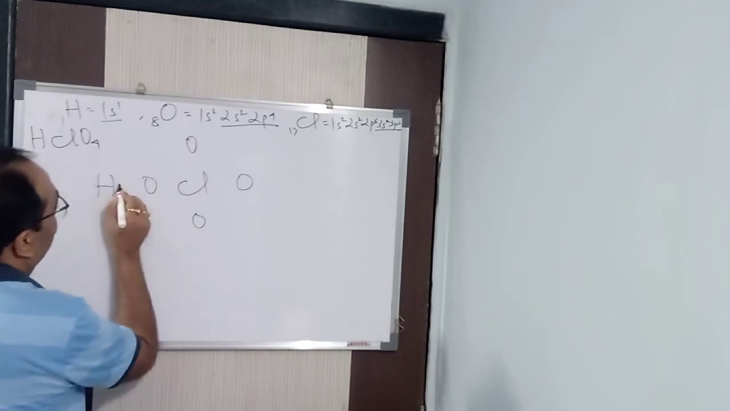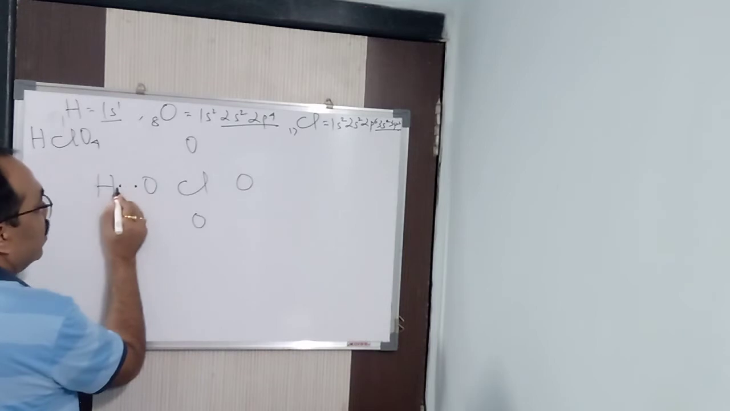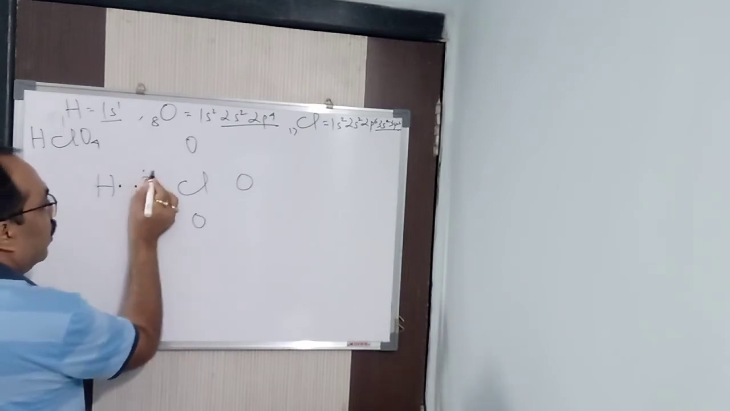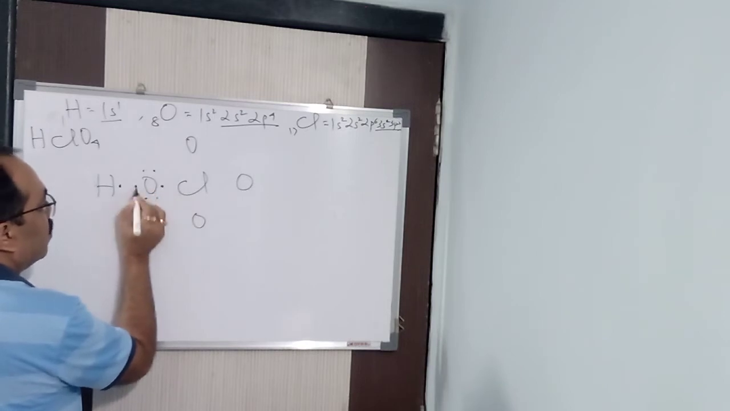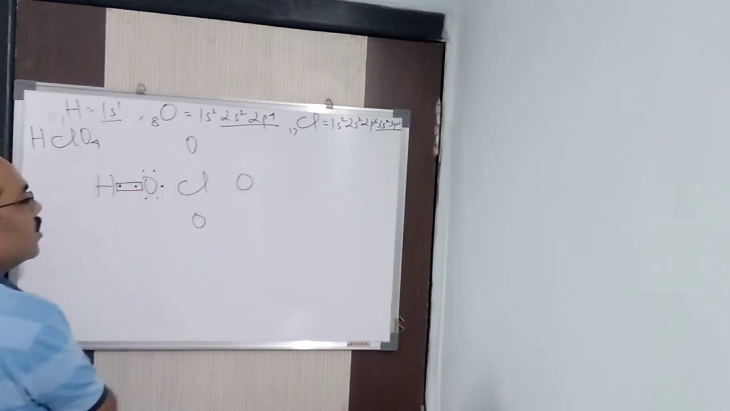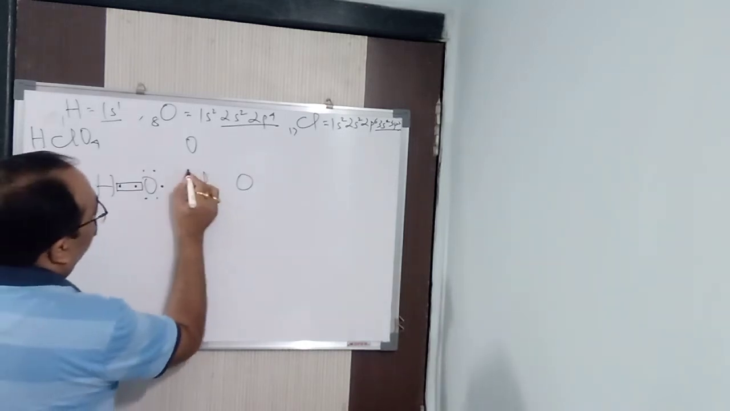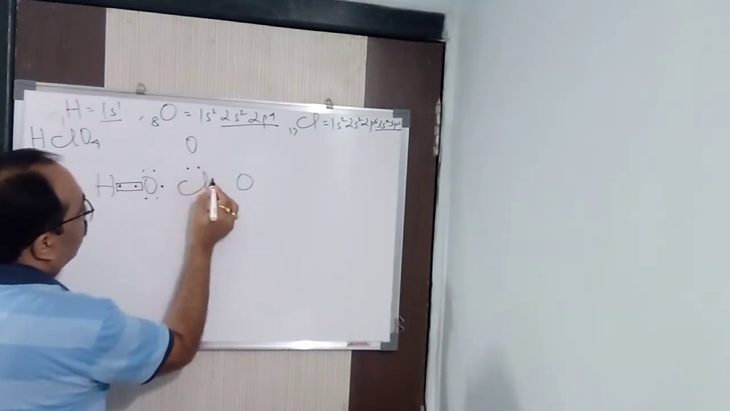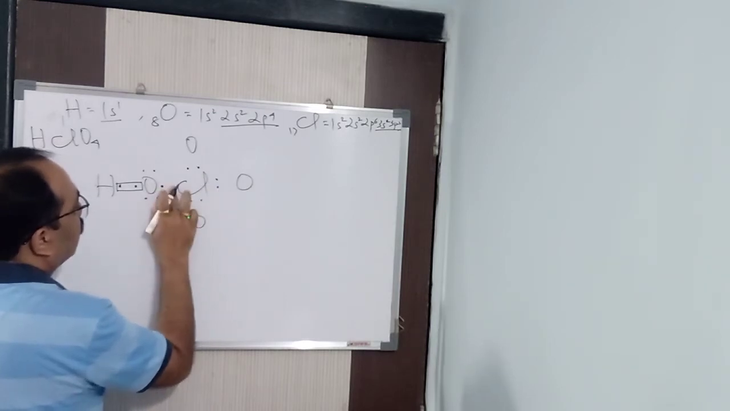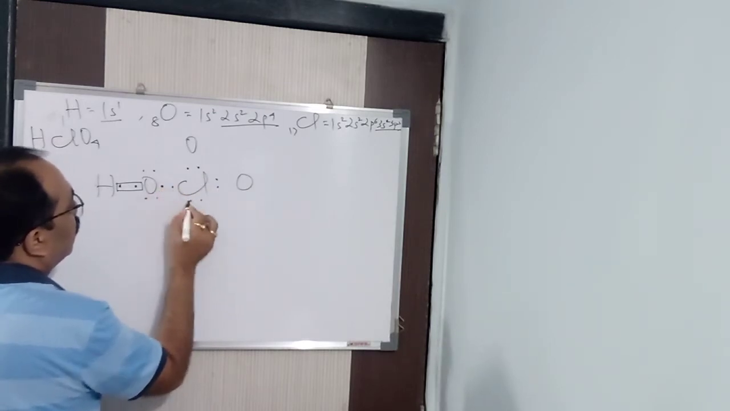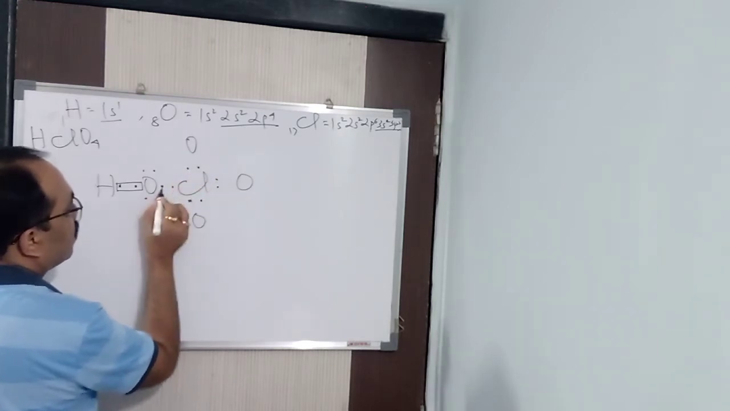Alright, clear? Now H has 2 electrons, 1 electron from oxygen and 1 from itself. So oxygen has 6 electrons, and this is how the bond formation takes place. Now hydrogen is stable. Now chlorine has 7 electrons, isn't it? 1, 2, 3, 4, 5, 6 and this is your 7. Let me put it here. This is 7.